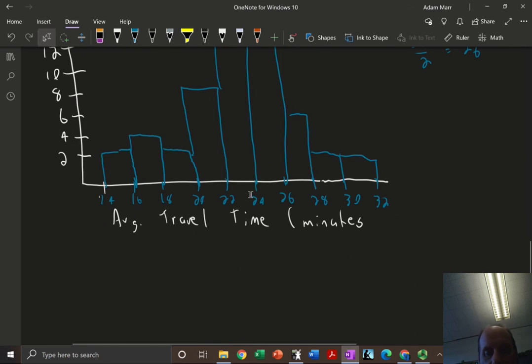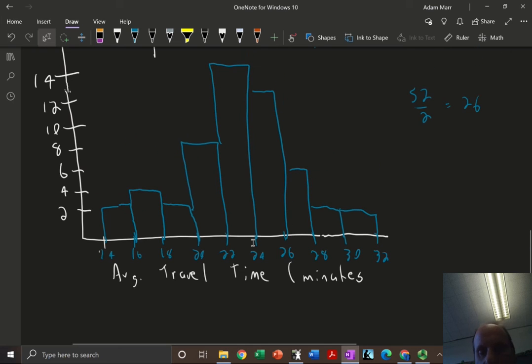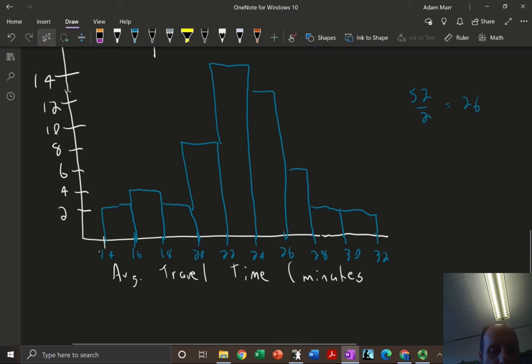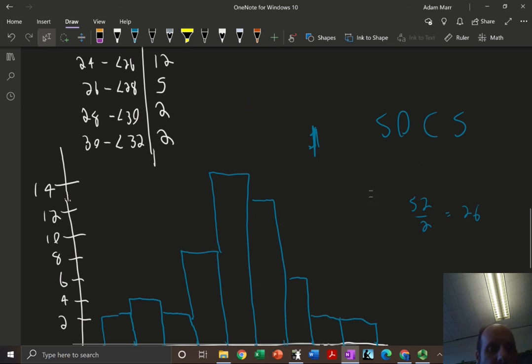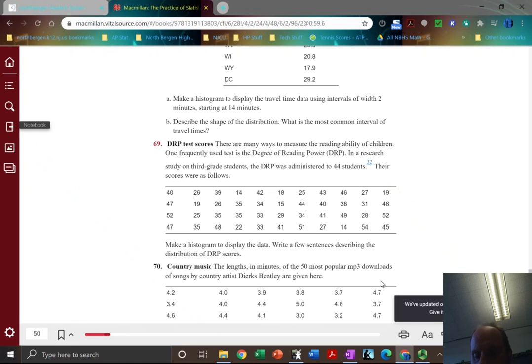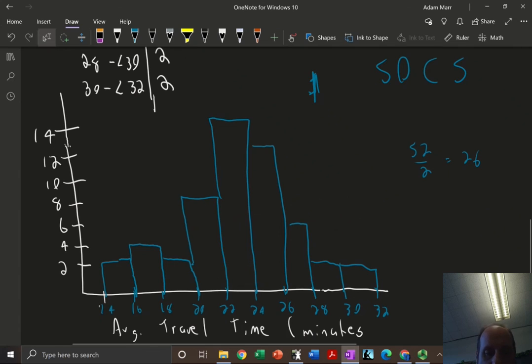So the median value is going to be in the 22 to 24 average travel time. And the spread is from 14 to 32 minutes of average travel time. Just make sure you mention context right there, and you are all good. I think that's about everything. The most common interval of travel time, as I just said, is the same as the median, 22 to 24 minutes.